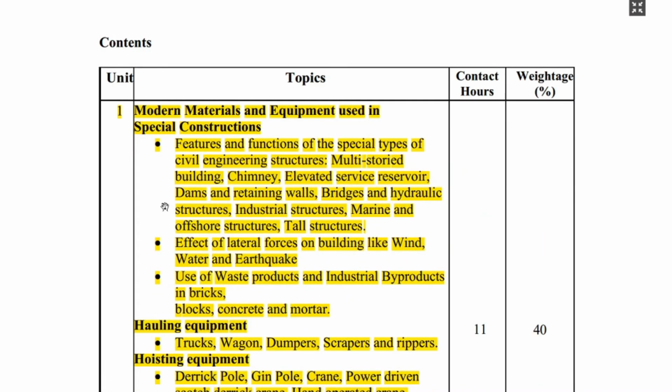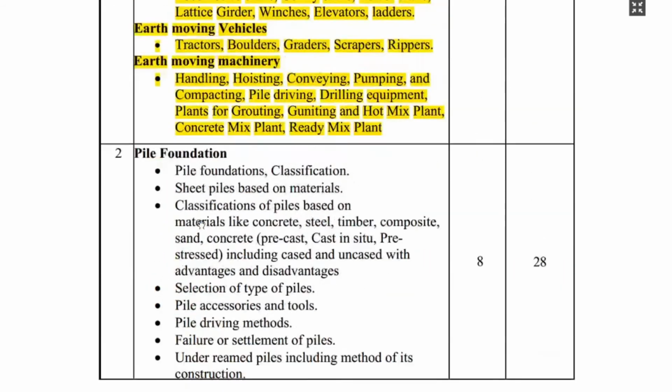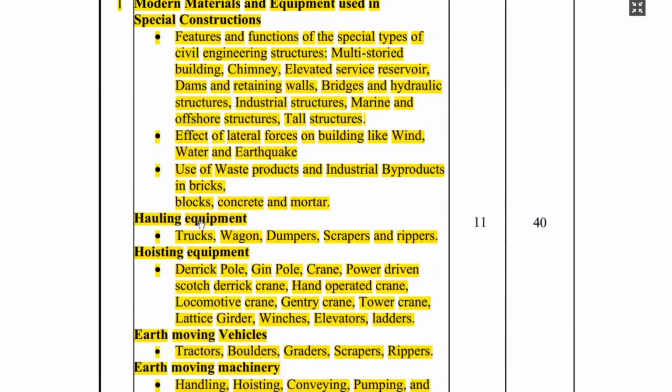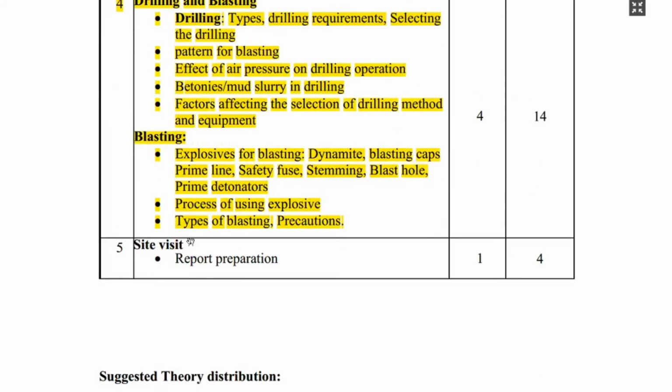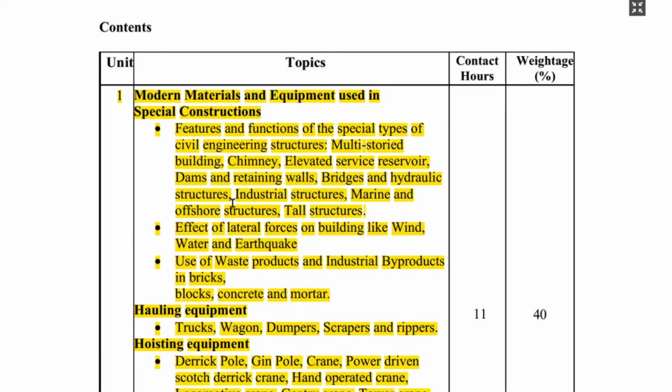Now here it comes, we have only 5 units. Out of 5, we have 4 theoretical units and 1 practical, that is your site visit. So the portion highlighted on your screen will be taken by me. So let us see unit number 1. What is the name of unit number 1? Modern materials and equipment used in special construction.